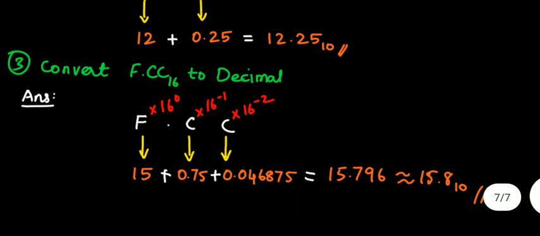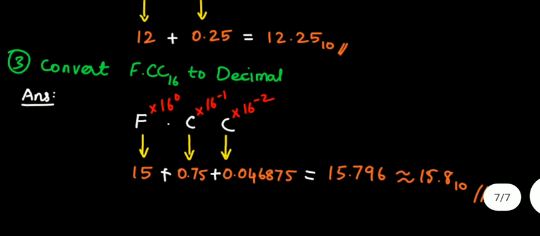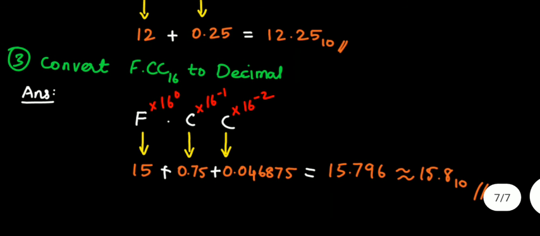And the next problem: convert F.CC to decimal. F.CC to the base 16 is a hexadecimal number. What do we want to calculate? A decimal number. Generally we know that if we want a decimal number, the method is to multiply the digits with their corresponding position values. So the same we are going to do here also.